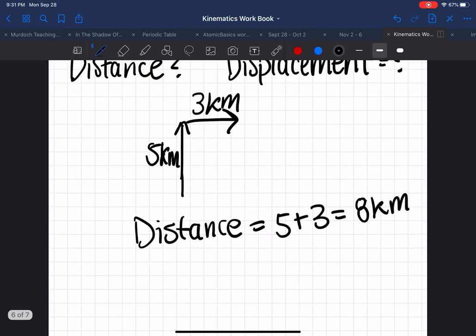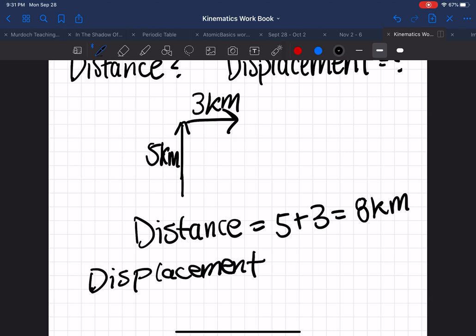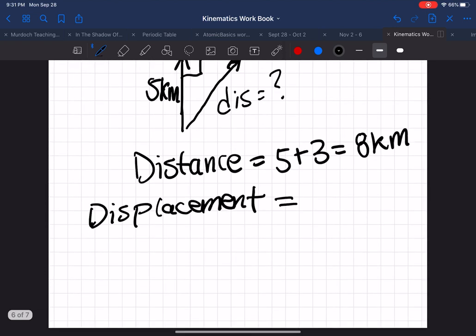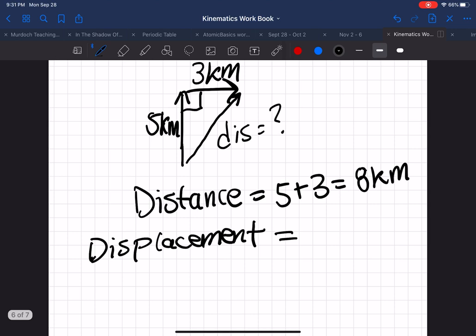Now, however, displacement is the overall position. So we're going to actually take the shortcut. You have to find the shortest path from the start to the finish. So that would actually be the hypotenuse. So we're going to calculate the hypotenuse, and to do that we're going to use the Pythagorean theorem. Sorry, I cannot pronounce that right now. Okay, so Pythagorean theorem. You understand what I mean.